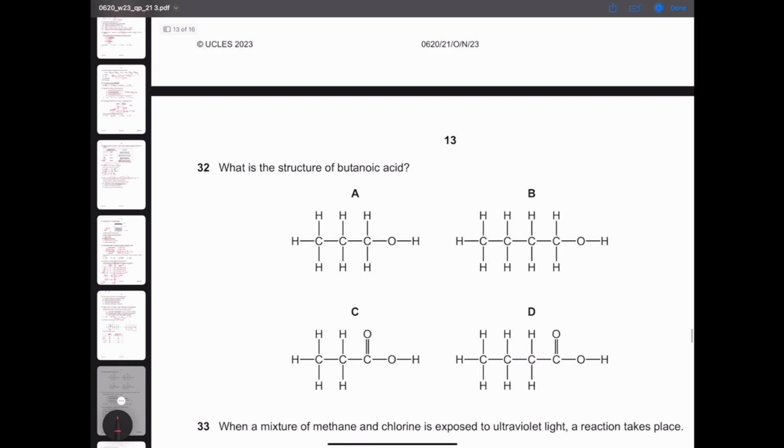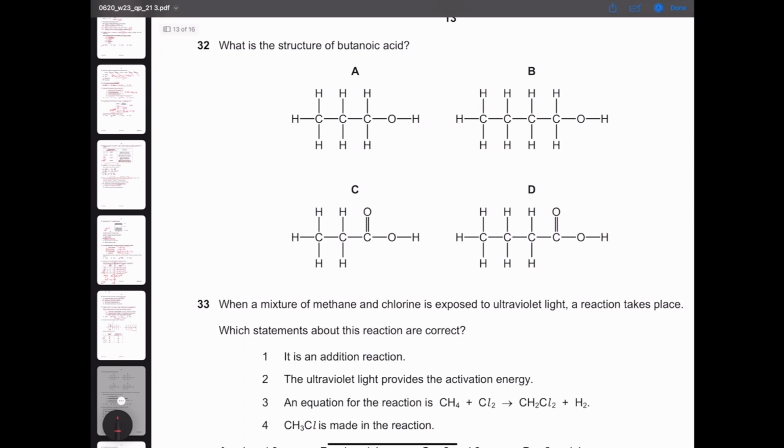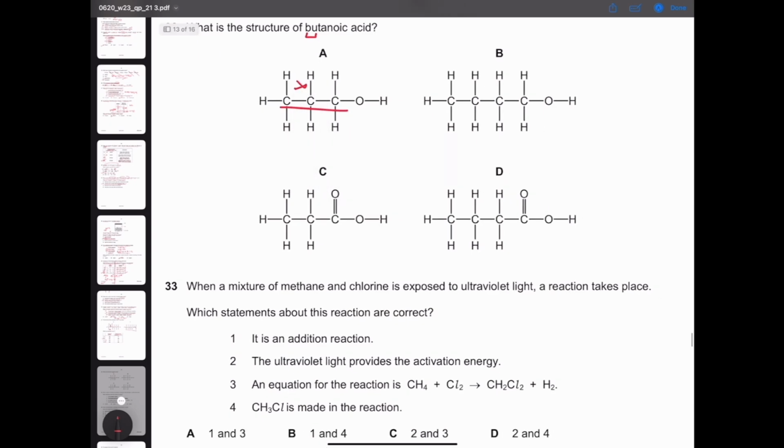Now, next question. What is the structure of butanoic acid? It's very simple. But stands for 4 carbons. Does it contain 4 carbons? No. Does this contain 4 carbons? Yes. Oic acid is C double bond O, then OH. This representation should be there.